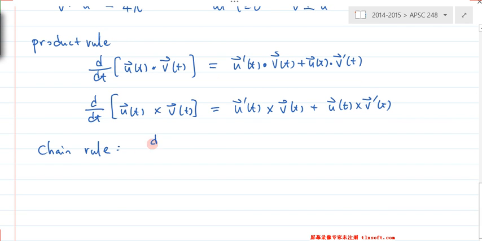So the chain rule is supposed like this. Let's say what we have is a vector u, and u is a vector function of x. At the same time, x is a function of t. So then the du of x over dt, that is the chain rule following here.